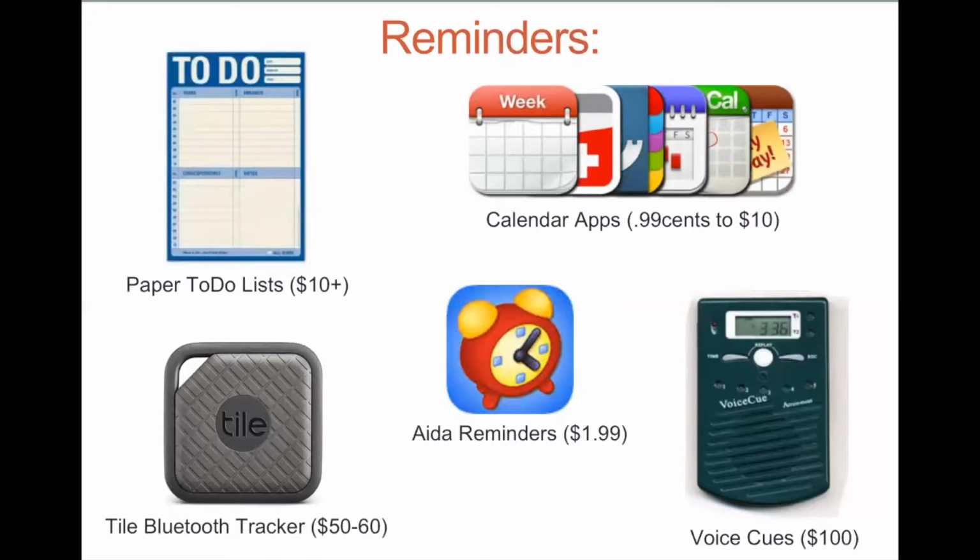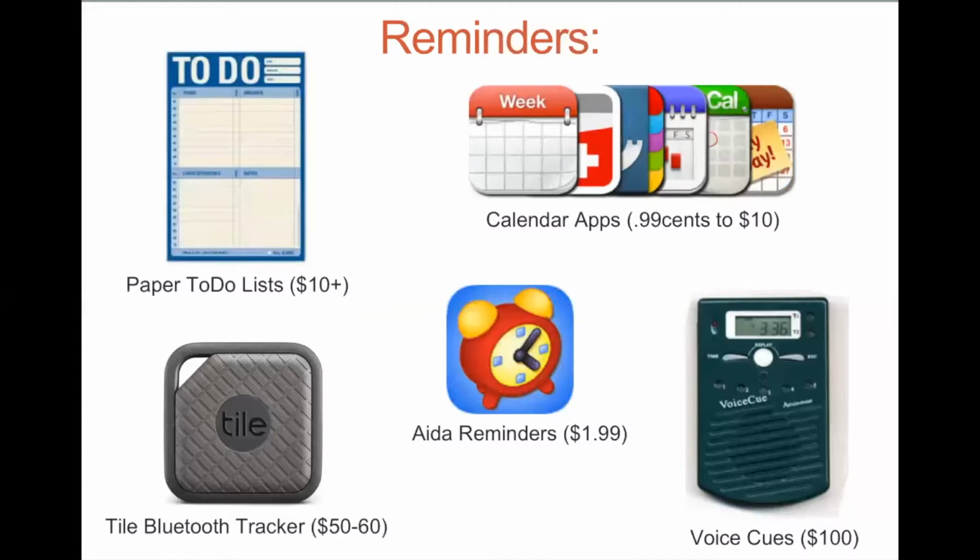I put the Tile Bluetooth tracker. I don't know if any of you folks have ever used this, but what it is, it links up to an app on a smartphone. You can connect it to things, to your keys, to your wallet. You can throw it in a backpack, and it will show you where things are on a little map. And as you get close to it, it can start to beep. So you're getting warmer, it'll beep more as you get close to it. Really good way to find things. I put $50 to $60 there. They've changed, and I believe they're a little less expensive.